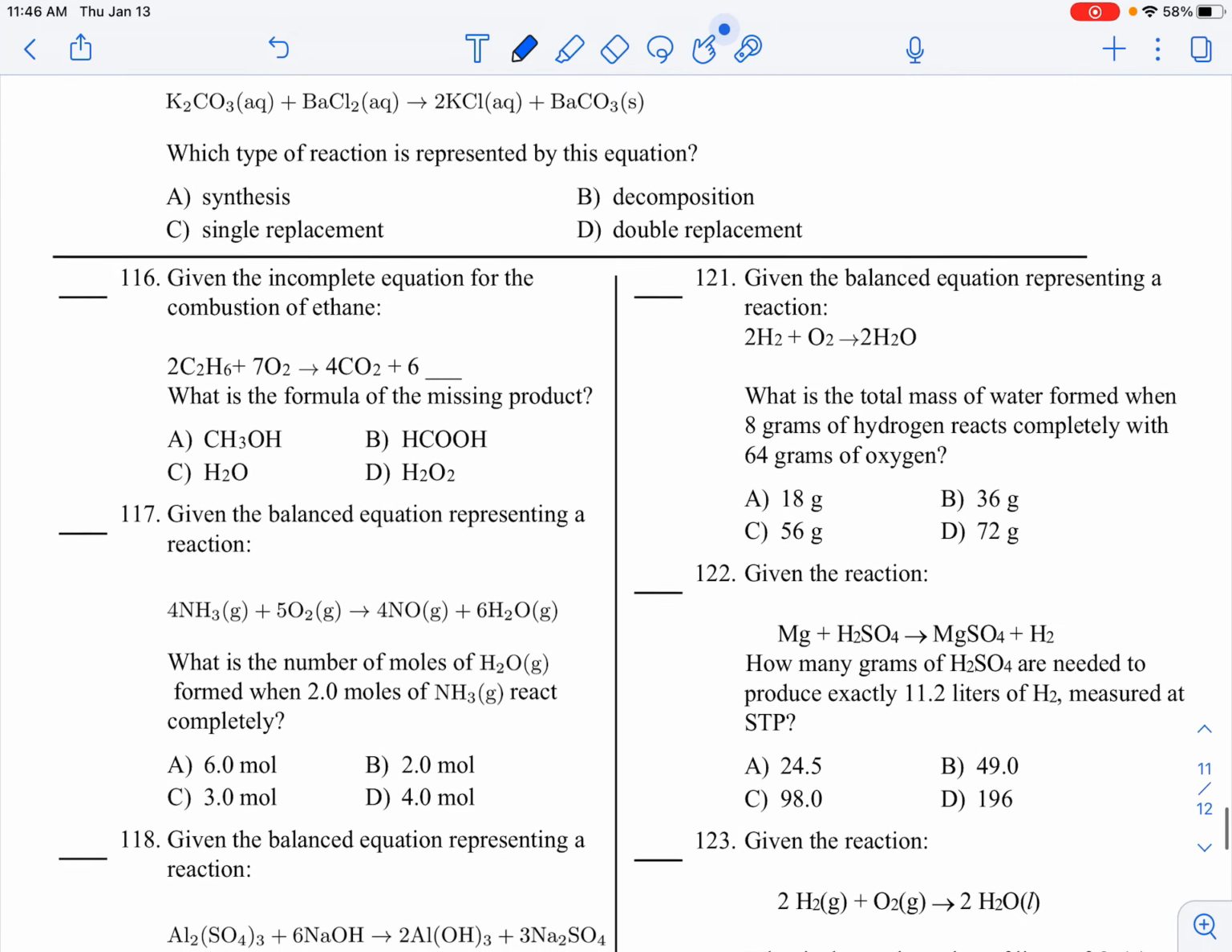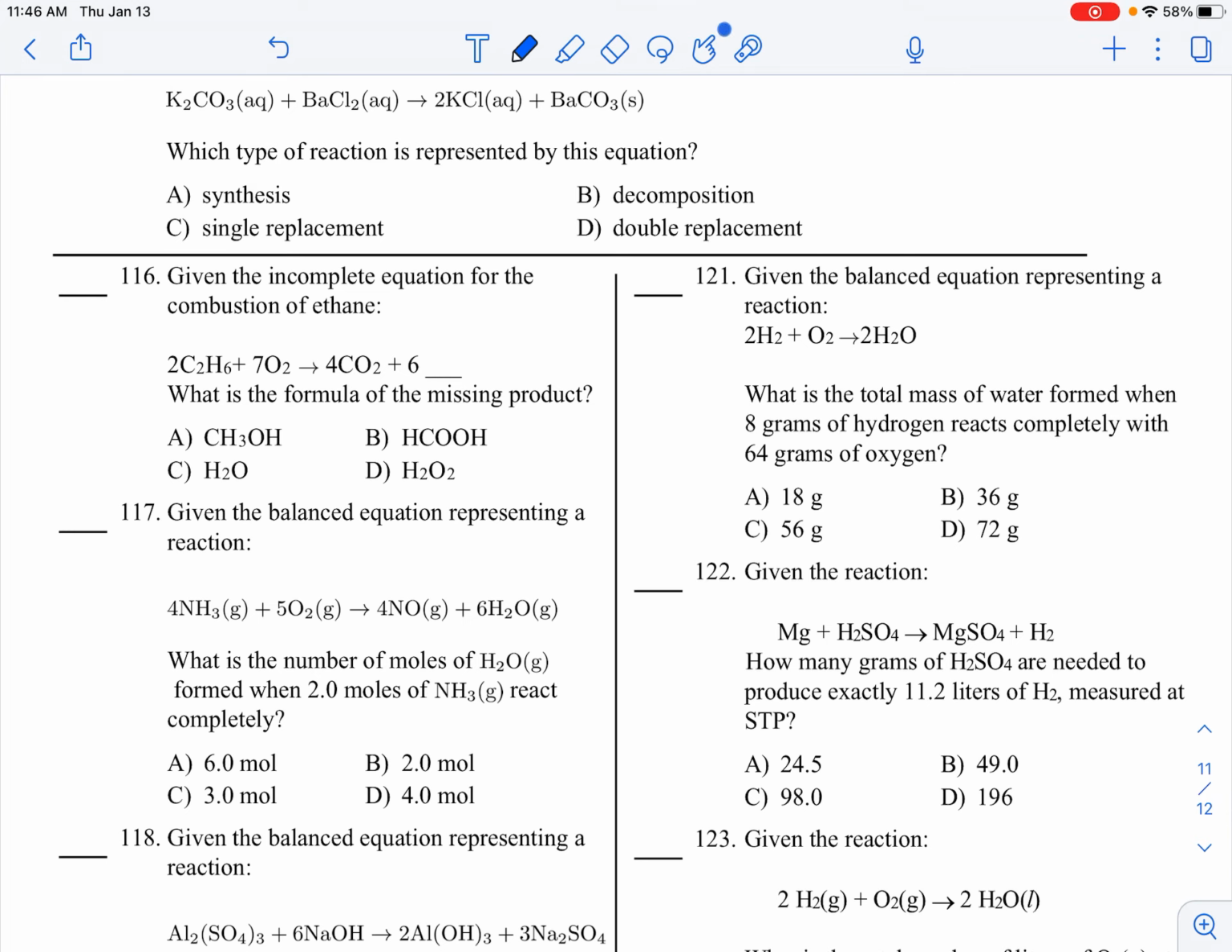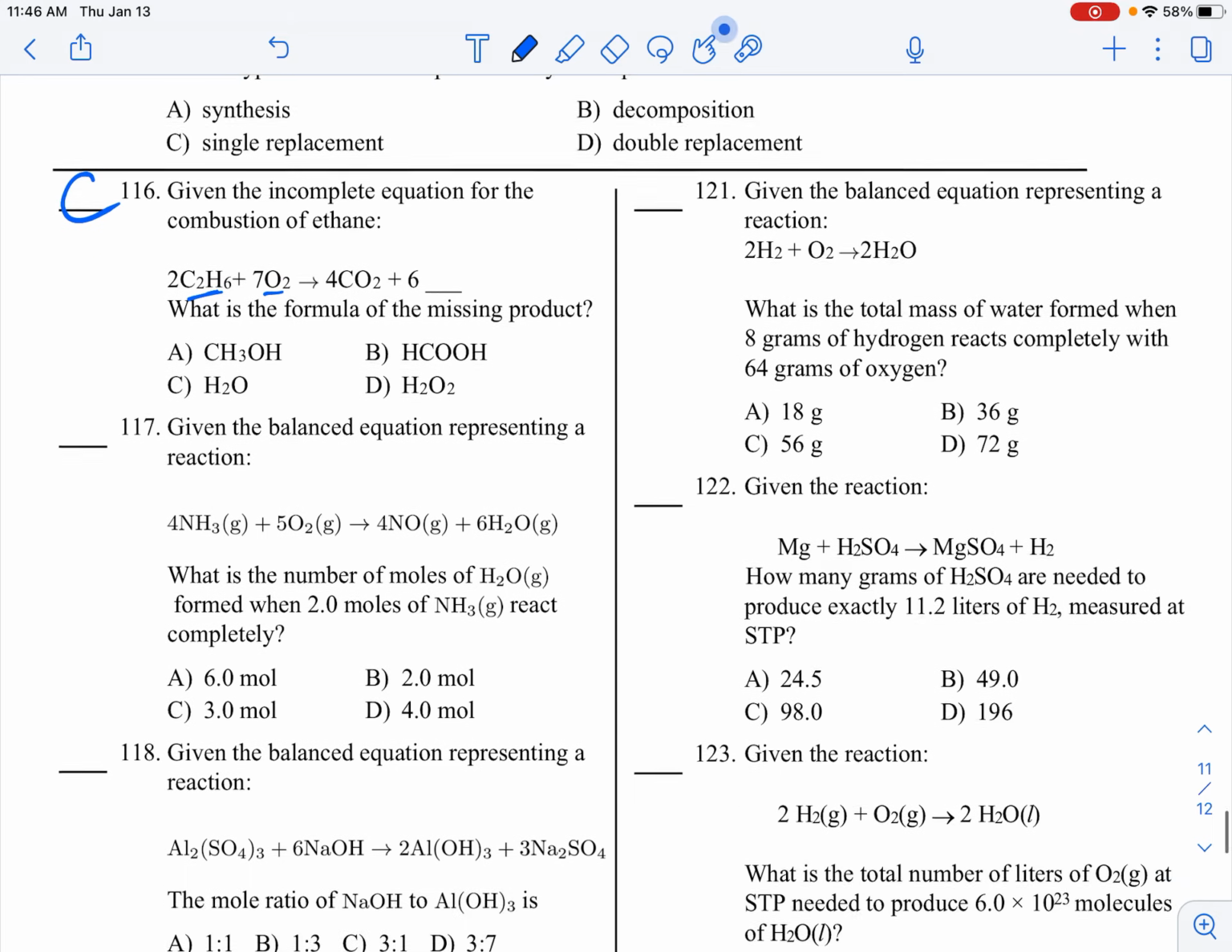What is the missing product? Oh, I hate these. Oh, okay, hold on. It's a combustion, so it's not that hard. So we have a hydrocarbon and oxygen, CO2 and H2O. I thought I was going to have to do all this work, but I didn't have to. Yes. All right.